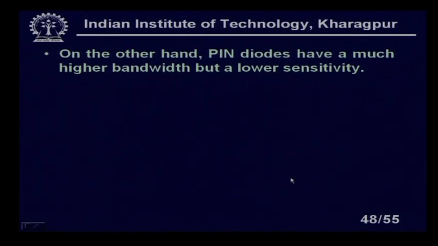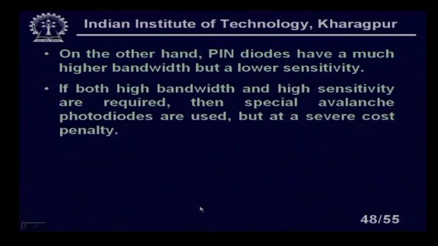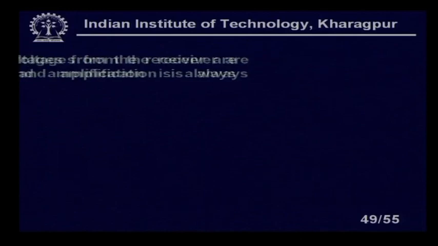If we need amplification, that is not a problem, so we can have an amplifier. If both high bandwidth and high sensitivity are required, then special avalanche photodiodes are used, but at a severe cost. The same considerations about losses at the interface between the cable and the receiver apply as for the transmitter, and both polishing and cleaving are used to prepare the fiber ends.